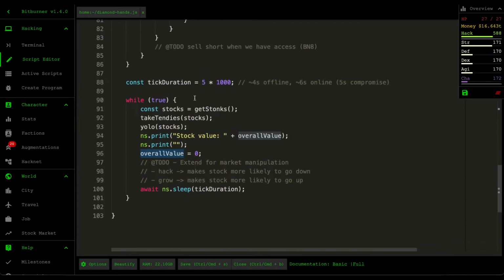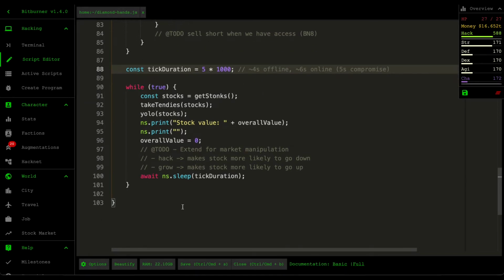Moving down to the main logic, first I want to mention this tick duration. In the documentation, they mention that the stocks and their pricing update every 4 seconds when you're offline, and every 6 seconds when you're online. So I decided I'll do the best of both worlds and just update all my stock information every 5 seconds, somewhere in the middle.